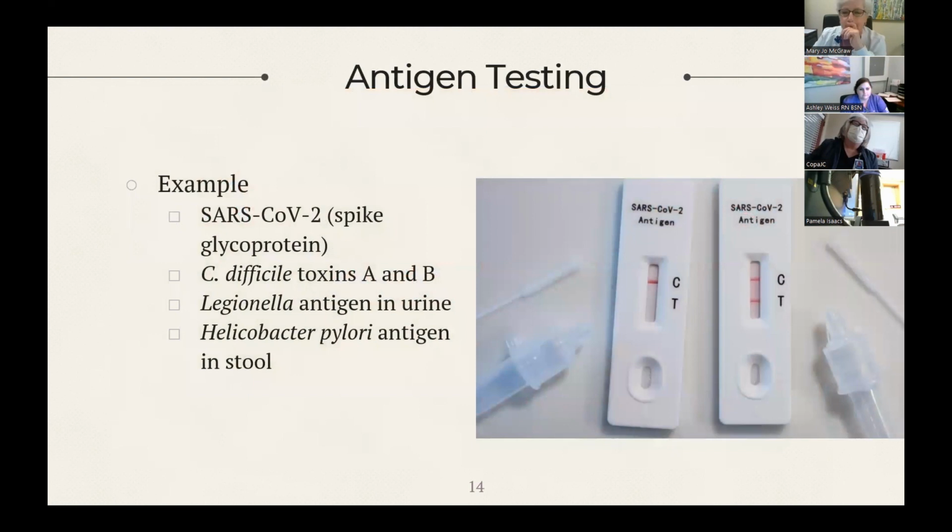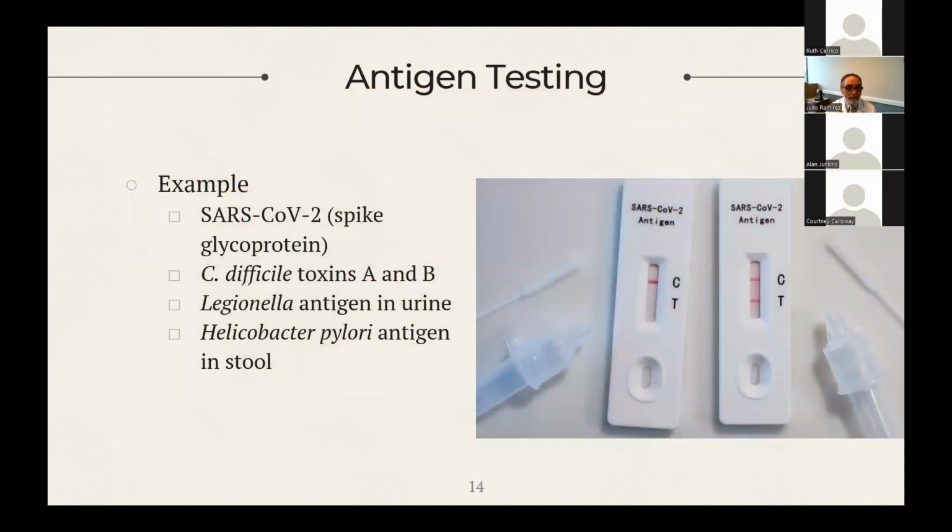Here's some examples, of course, the SARS-CoV-2 antigen test that looks for the spike glycoprotein. We also do antigen tests for C. difficile toxins. We start with the PCR to detect the bug, and if the PCR is positive, then we will look for the toxins, which is very helpful to know, because the toxin is what causes the disease, after all, not the bug. So you're actually detecting the thing that causes the disease. And then there's a couple others, Legionella in urine, Helicobacter in stool. So there's several of these antigen tests that are done in hospital laboratories.